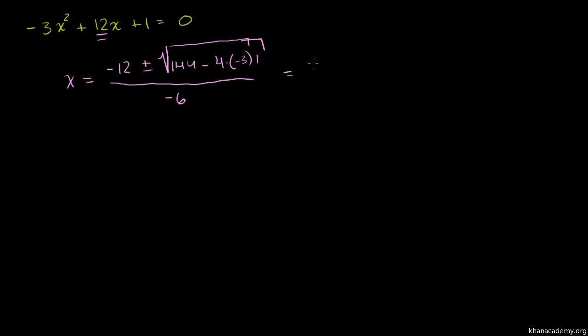This is going to be equal to negative 12 plus or minus the square root of, what is this? The negative times the negative, they cancel out. So I have 144 plus 12. So that is 156, right? 144 plus 12. All of that over negative 6. Now, I suspect we can simplify this 156. We can maybe bring some things out of the radical sign. So let's attempt to do that.